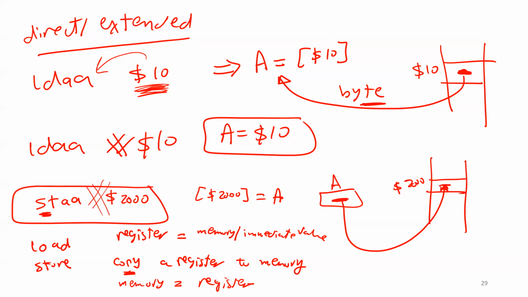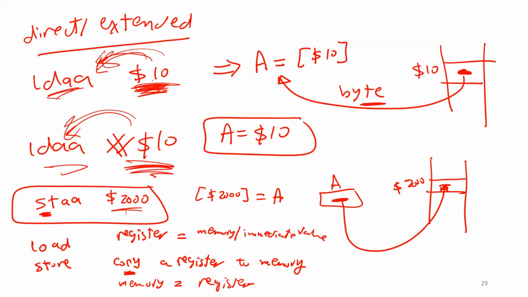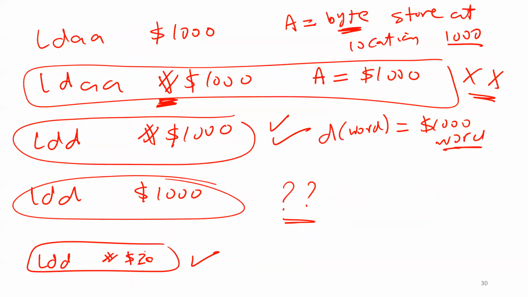Okay, so for sure there is no way you put it here. This one only has to be memory. Is that okay? But for load, because I'm going to read, it's okay to be an immediate value or it's okay to be memory, right? So here, number 10 is the byte stored at number 10. Any questions? Let's have more examples.